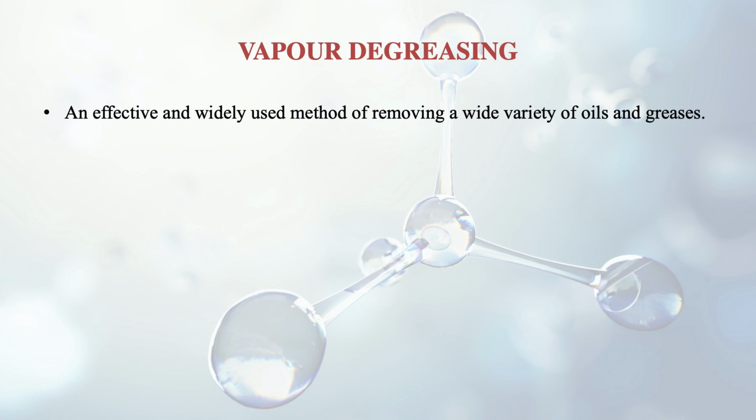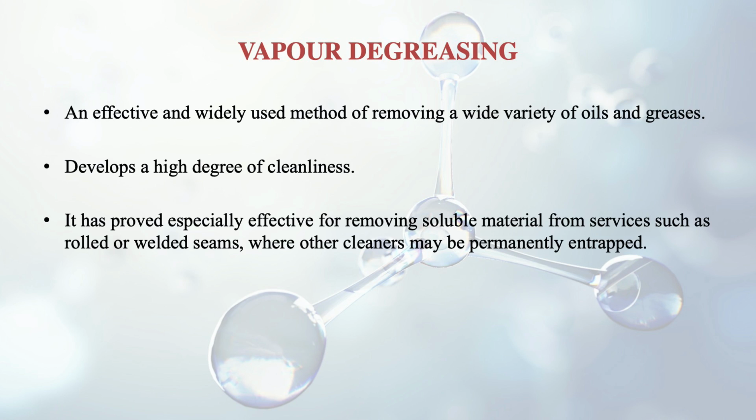So after discussing the electrolytic cleaning process, we move on to vapor degreasing. All these are chemical only. Till now we are discussing the chemical type of cleaning process. This is a very effective and most commonly used method for removing varieties of oils and greases. This process gives a high degree of cleanliness, and is especially effective for removing soluble material from surfaces such as rolled or welded seams, where other cleaners may be permanently entrapped.